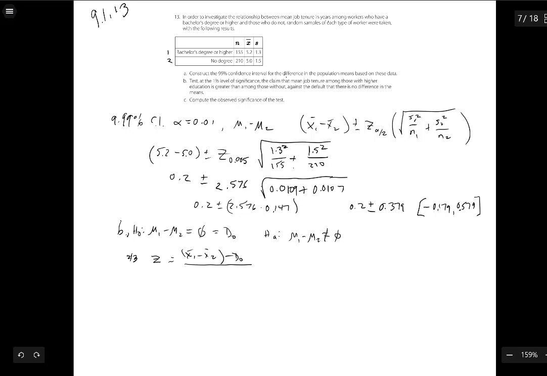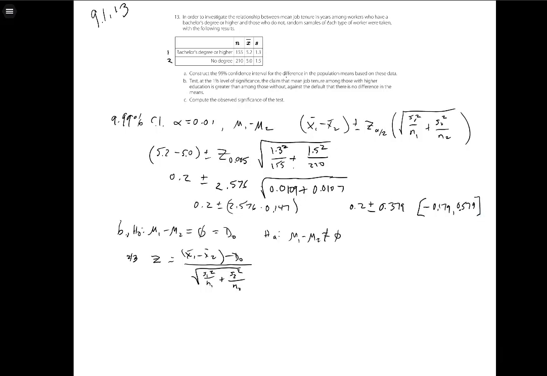We're going to look at the square root again of the sample standard deviation squared over the number in our first sample, plus the sample standard deviation squared in our second sample over the number in that second sample. You can see that this is the same as what we had up above, so we've already made that calculation. That's going to be kind of handy. Let me get rid of that.